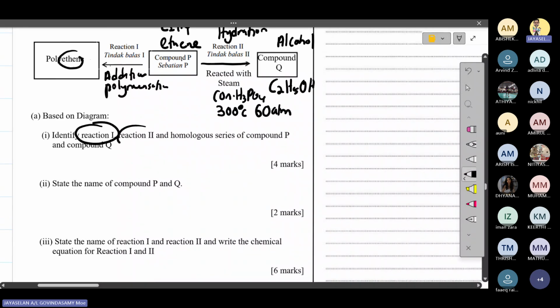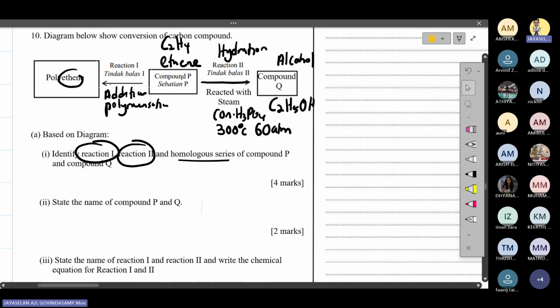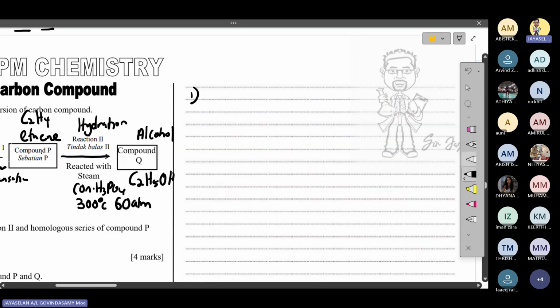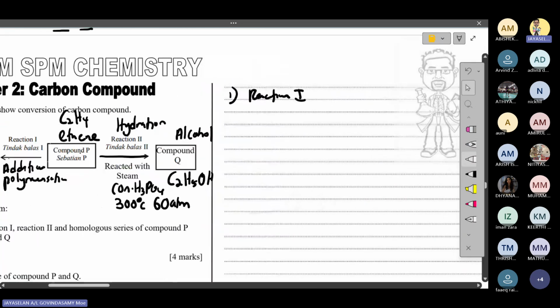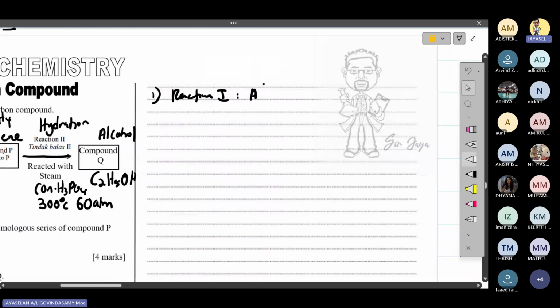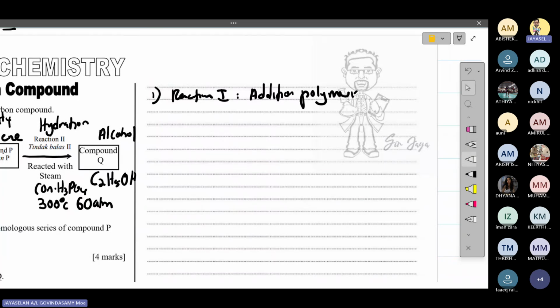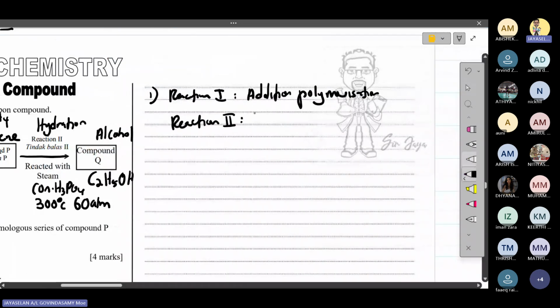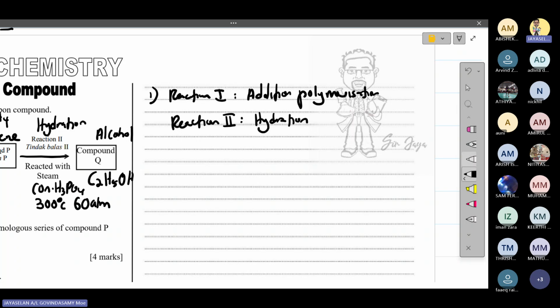Identify reaction 1, reaction 2, state the homologous series of compound P and Q. So I put number 1, reaction 1. So I go and check reaction 1. What is the name of reaction 1? Straight to the answer, don't beat around the bush. Addition polymerization. You already score 1 mark. Okay, next reaction 2. Reaction 2, you already know hydration, right? So you put hydration, preparation of alcohol. You already score 2 marks.